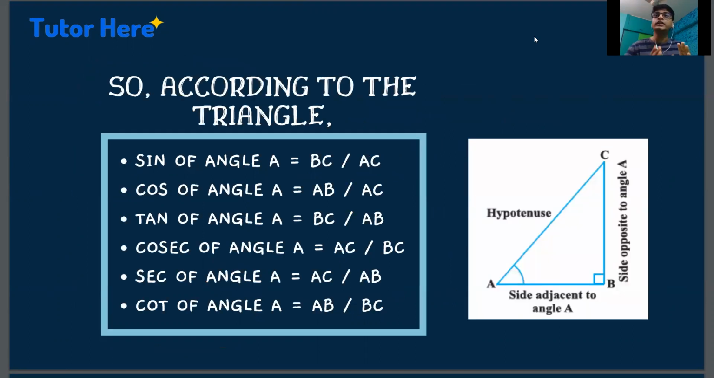So according to the triangle, sine of angle A is equal to BC by AC, cos of angle A is equal to AB by AC, tan of angle A is equal to BC by AB, cosec of angle A is equal to AC by BC, sec of angle A is equal to AC by AB, and cot of angle A is equal to AB by BC. This is true only with respect to the triangle mentioned in the slide.